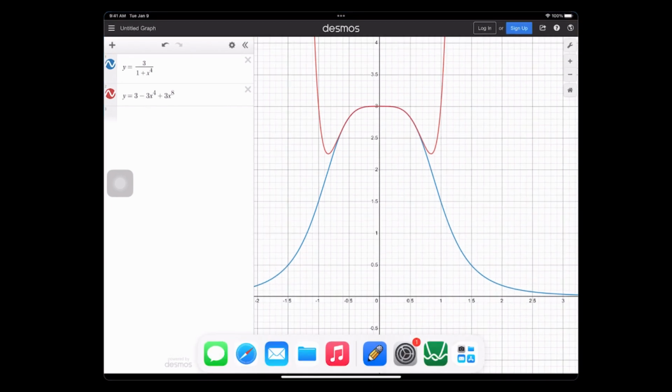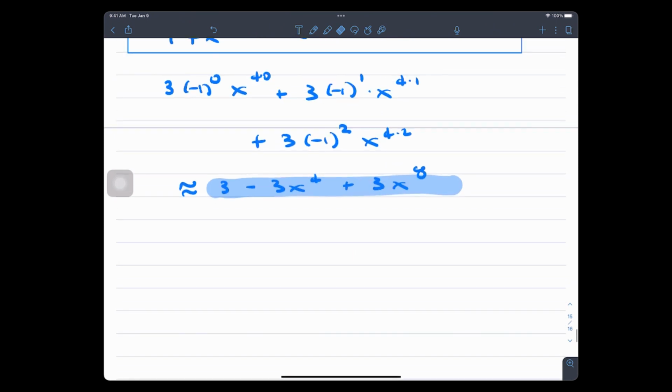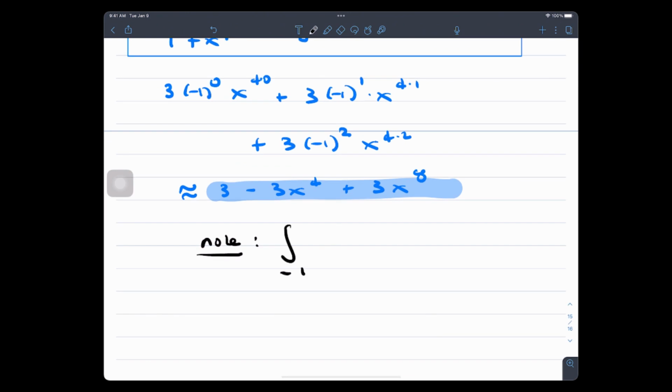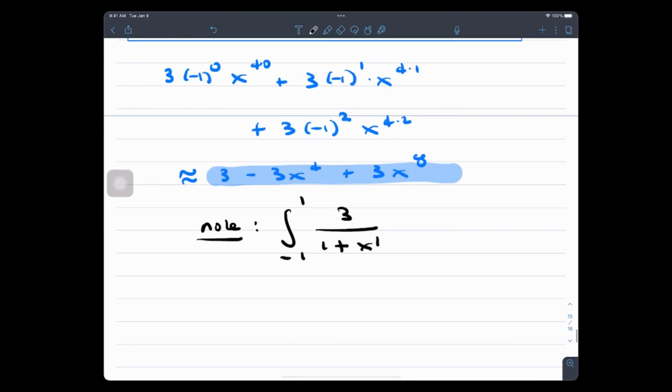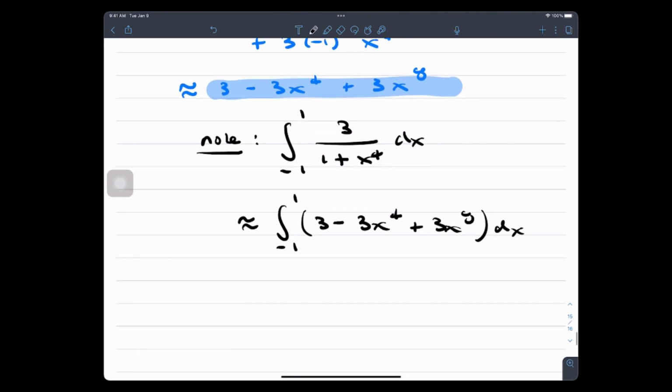So, just to throw this out there, you might say, well, why do I care to approximate these curves? I'm going to give you guys a note. Because this is calculus. If they want us to integrate 3 over 1 plus x to the fourth dx, that integral is approximately the integral here of 3 minus 3x to the fourth plus 3x to the 8th dx. Okay?